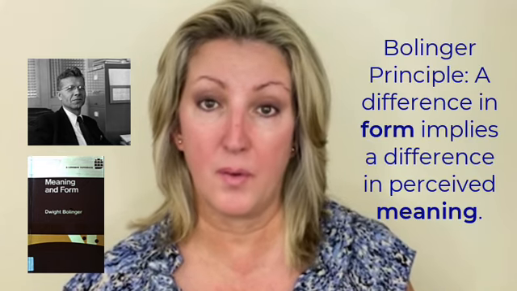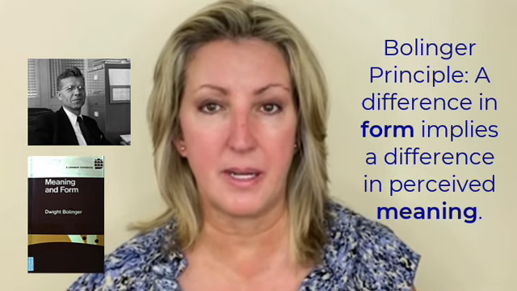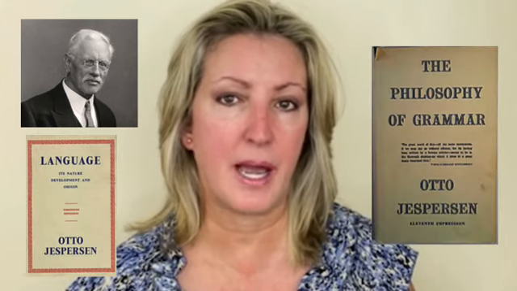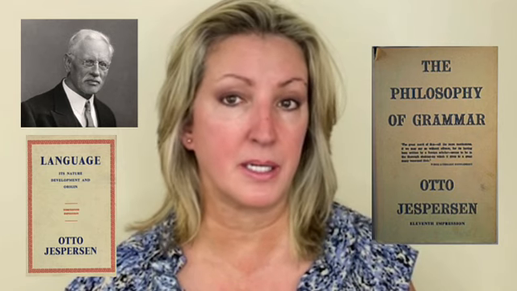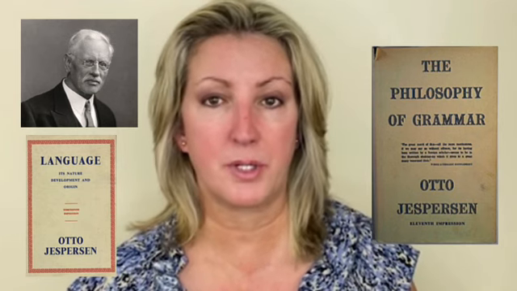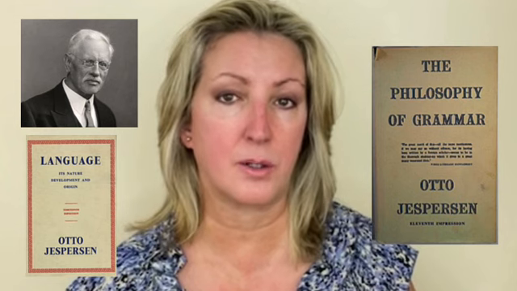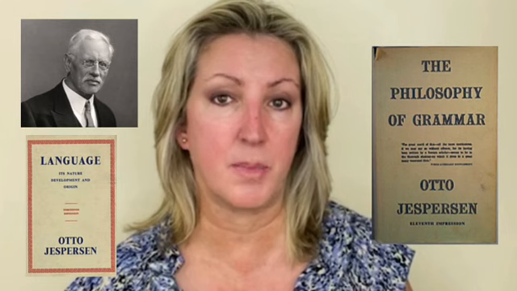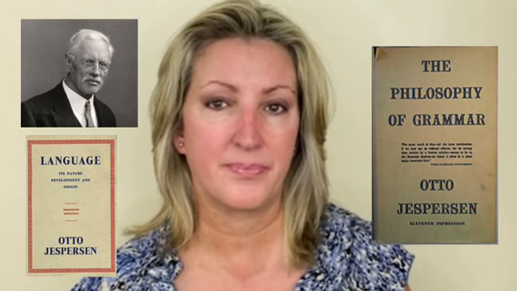His 1977 work, Meaning and Form, was instrumental in establishing the principle that a difference in form implies a difference in perceived meaning. And Otto Jespersen, a Danish linguist who specialized in the grammar of the English language, and whose books such as Language, Its Nature, Development and Origin, and The Philosophy of Grammar challenged the accepted views of common concepts in grammar, and proposed corrections to the basic definition of grammatical concepts. And today these books are still used as basic texts in modern structural linguistics.